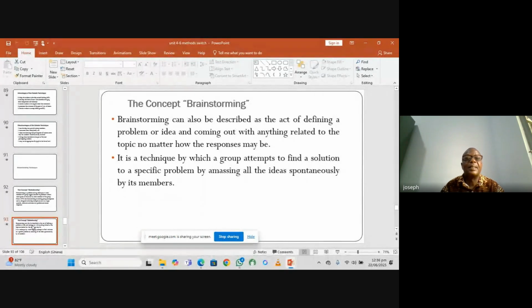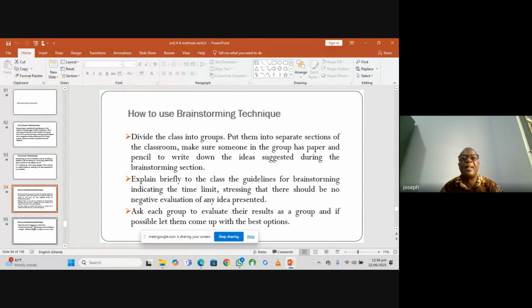So that is brainstorming as a technique. On the spot, they come out with the solution to the question you ask, whether they are relevant or not. You don't comment until they exhaust their points. Then you help them to get the correct ones from among the alternative solutions they suggested.